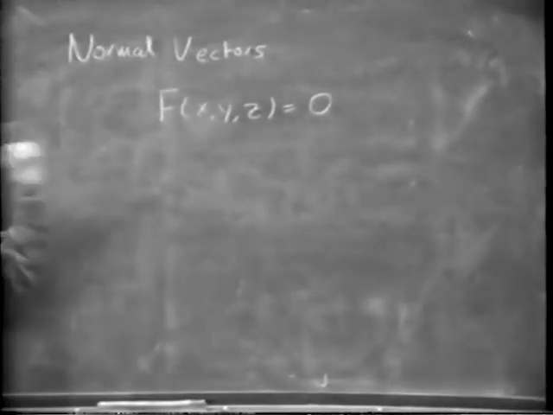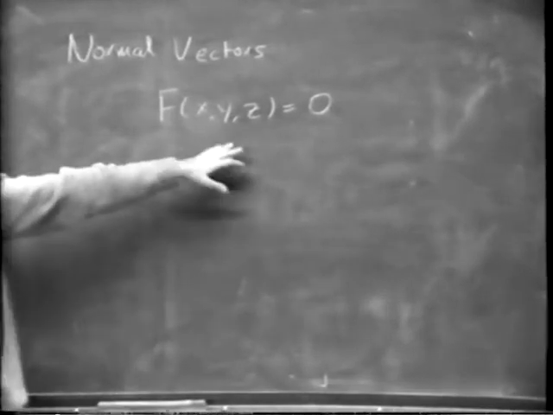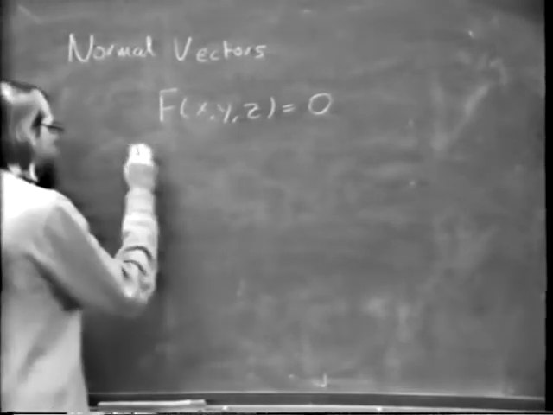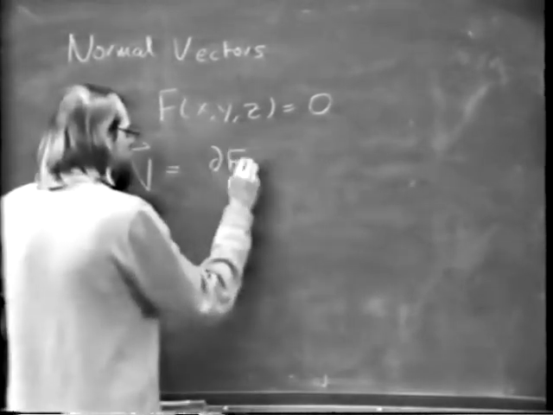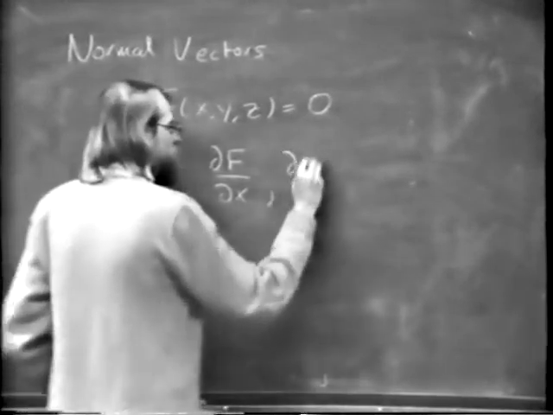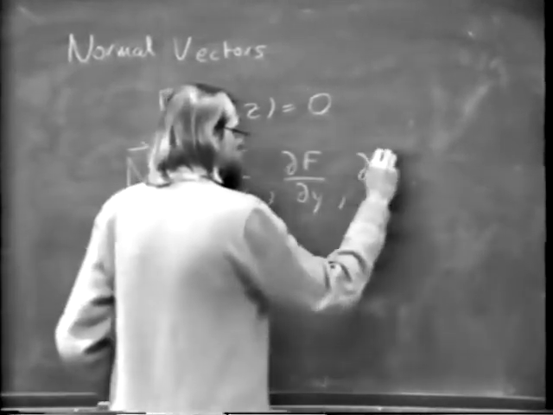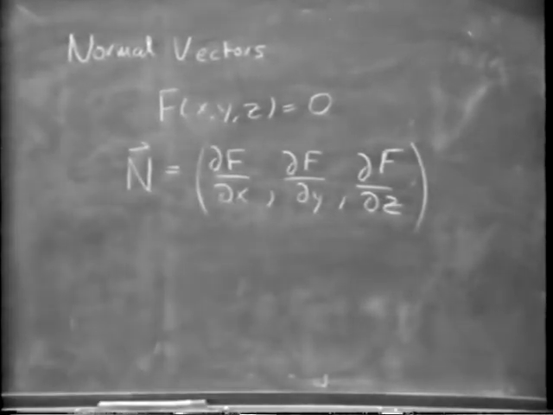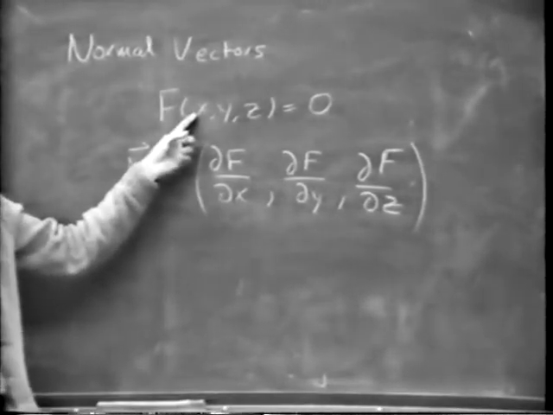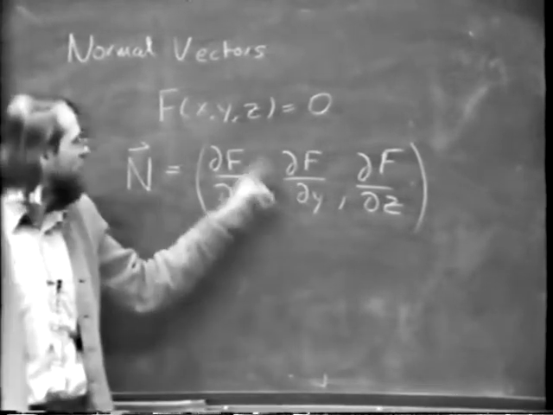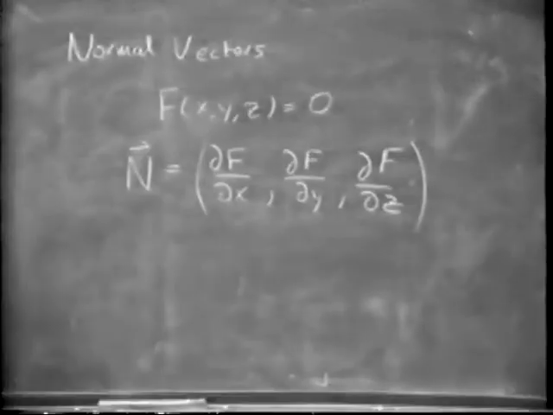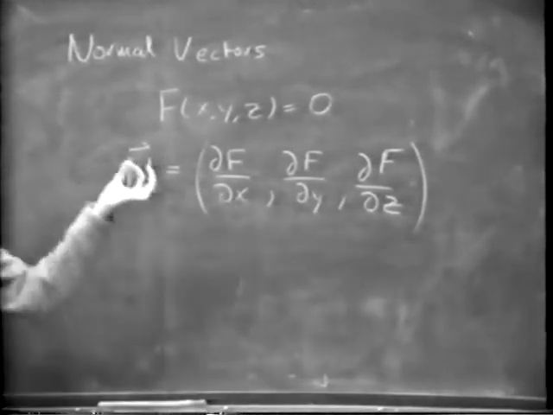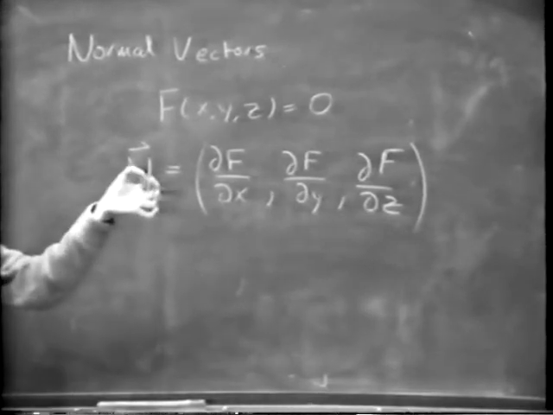Now, we can define this just in terms of an arbitrary function, not just second-order functions, but any bizarre function you might happen to come up with. The normal vector is constructed like that. You take the partial derivative of f with respect to x, that's the x component. Partial derivative with respect to y, that's the y component. Partial derivative of f with respect to z, and that's the z component. Of course, this has to be evaluated at the x, y, z point on the surface that you're interested in.